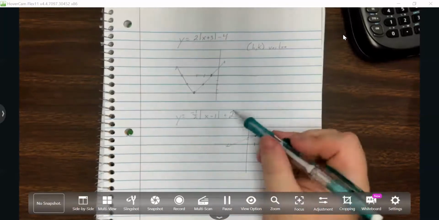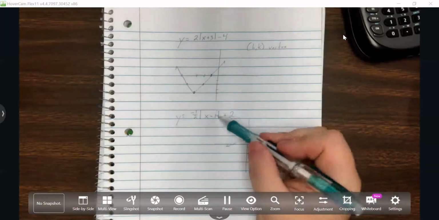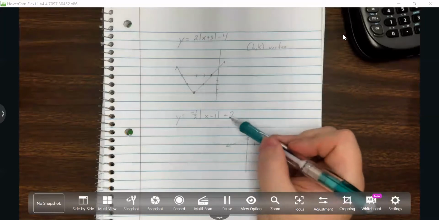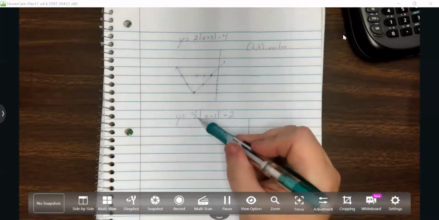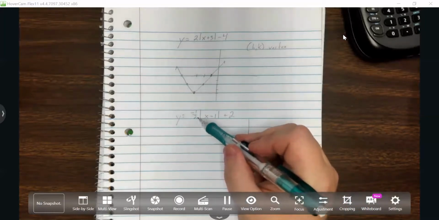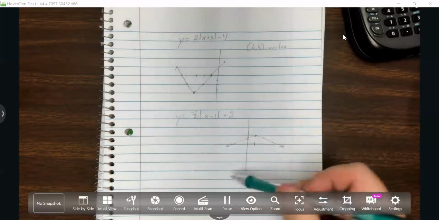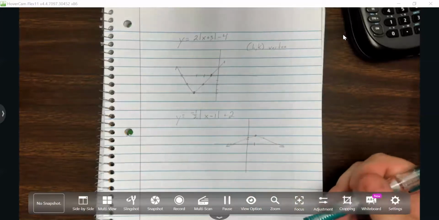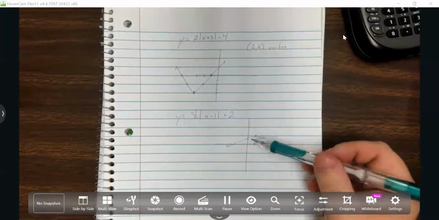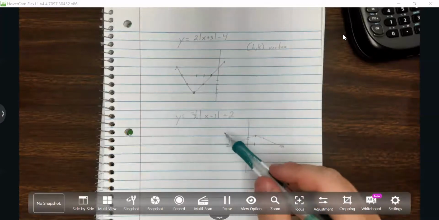Again, in words, if we wanted to compare it to this, we could say that it's been moved right 1, it's been moved up 2, it's opening downward, and it goes down at half the rate that it normally does. So this enables us to actually graph absolute values relatively quickly as a sketch, or at the very least to be able to compare them to the parent graph.